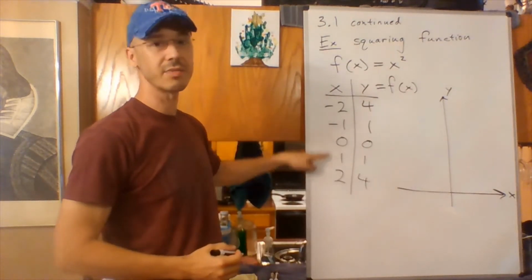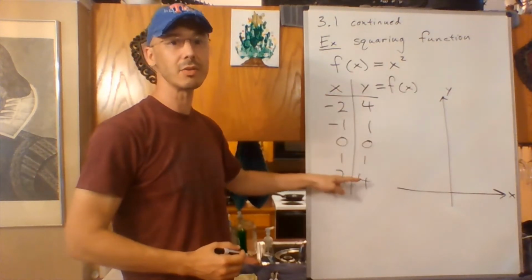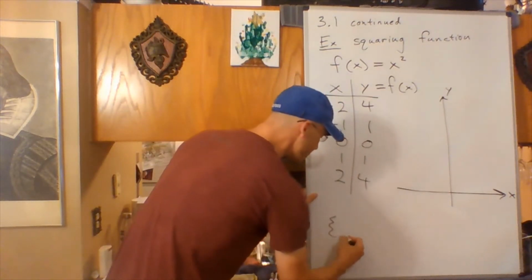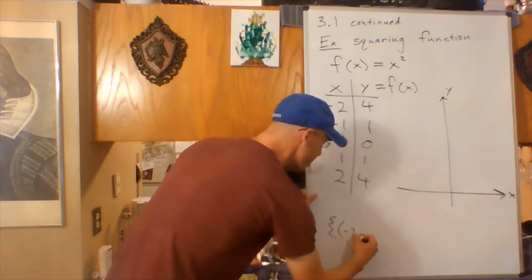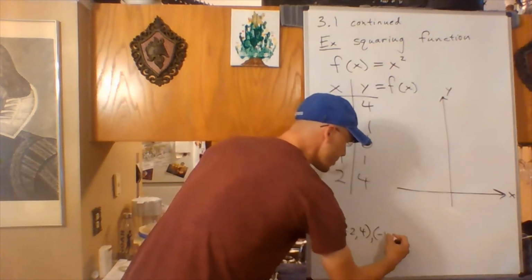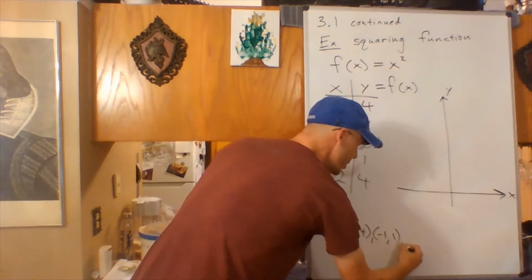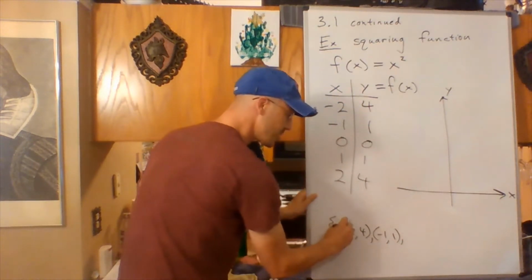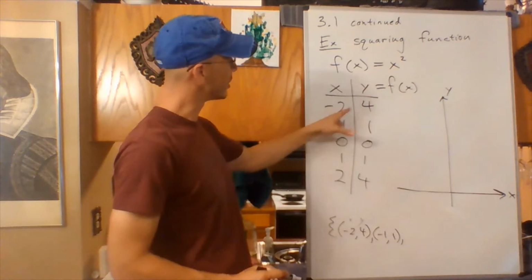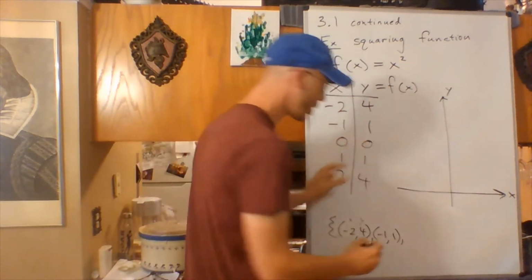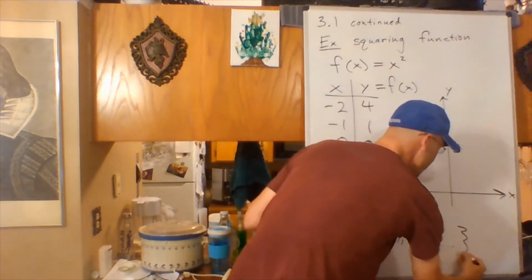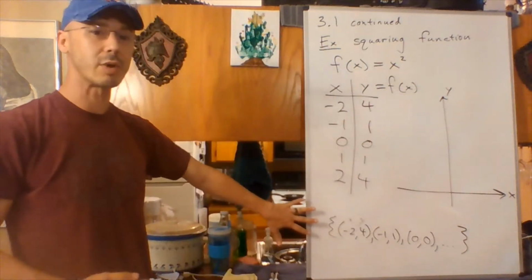With these x values and these y values, we could list this as a set. You've seen this a little bit. I'm not going to do the whole thing. It takes a long time to write. But these are xy pairs, -2, 4, -1, 1, 0, 0, and so on. I'm not going to finish that. That's not a very efficient way to write down a function.